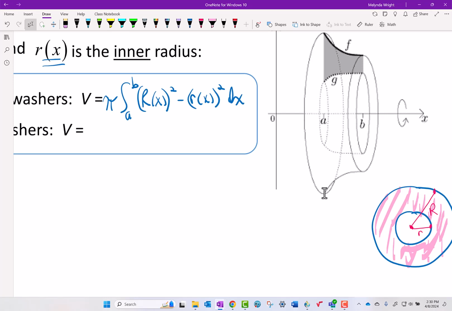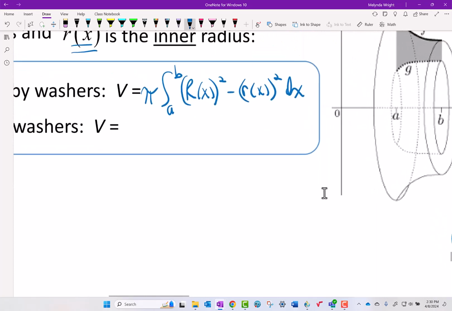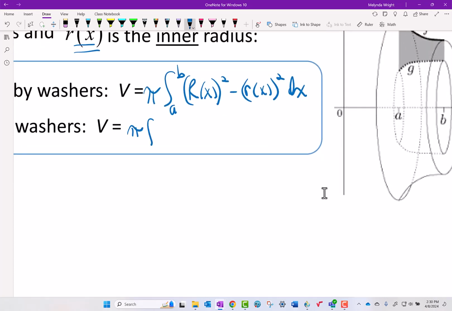Okay, so now if the axis that we're rotating about is a vertical axis, then we have to use y's. So this would be integral from c to d. Those would be our y bounds. And it would be big R of y squared, minus little r of y squared dy. And so these are very similar to last time's formulas. They just have that additional inside radius. And that's what we're going to be working with today.